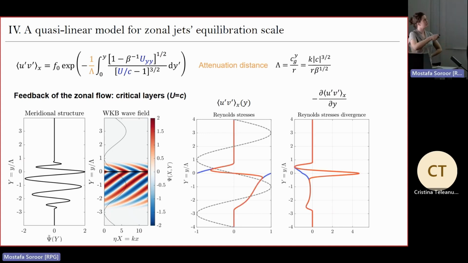If you compute the Reynolds stresses divergence associated with this wave pattern, you will get, again, the following curve. So we still have this structure with the prograde acceleration at y equals 0 and retrograde acceleration on the flanks. However, you see very clearly the feedback effects of this background zonal flow, which modifies the shape of these retrograde accelerations.